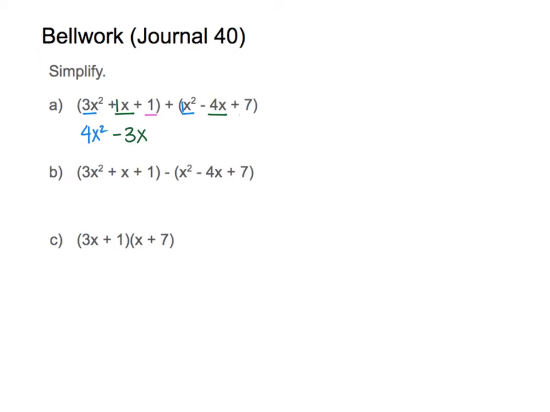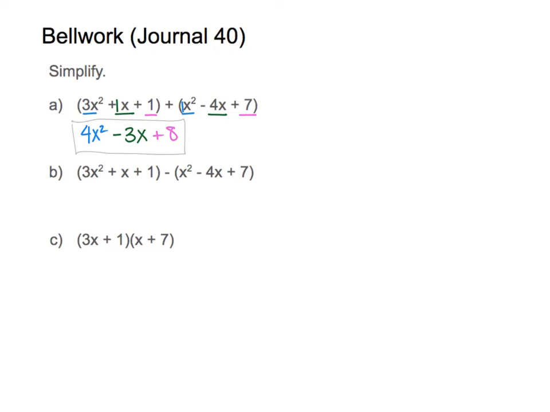The last term I have is the numbers. So I have a 1 and a 7. If I add them, I get 8. And so looking at these three terms, they're all different, right? This one's an x squared, this one's an x, and this is just a plain number. So now I can't combine anymore because there are no more like terms. So this is my final answer, simplified.